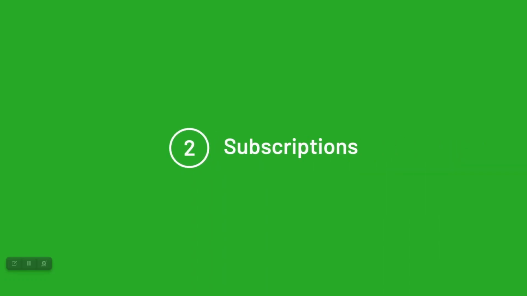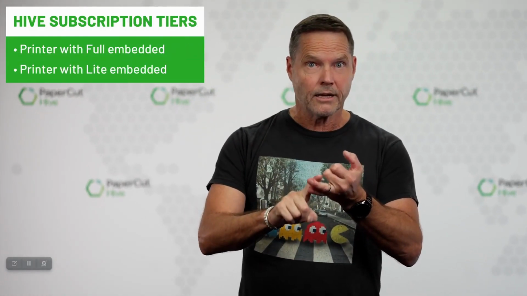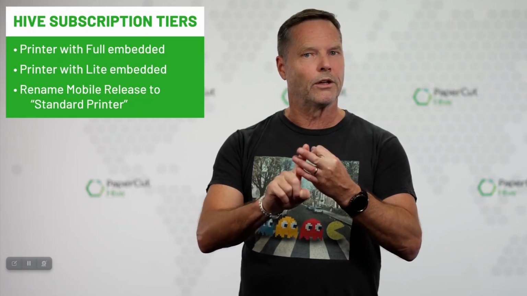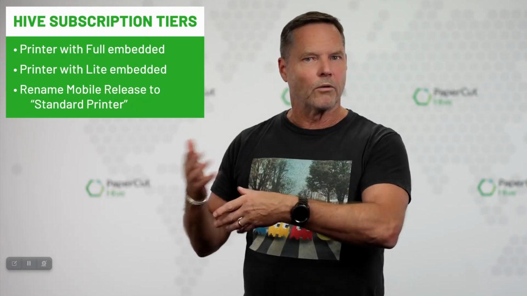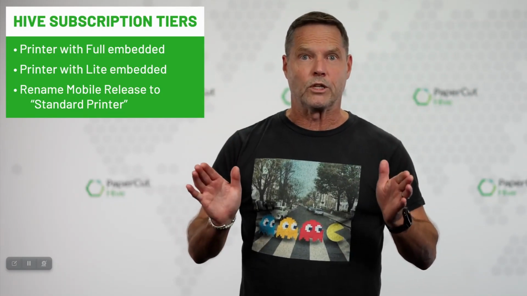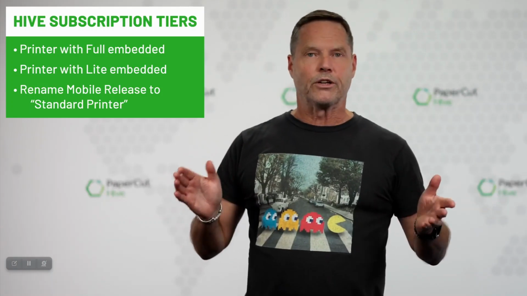Speaking of printer subscriptions, we'll continue to have 3 tiers of subscriptions in Papercut Hive. Full embedded, light embedded, and the freshly named printer subscription, which used to be called mobile release, but it was too boring. Now, with each of these subscriptions, you'll have the ability to deploy any number of print queues.